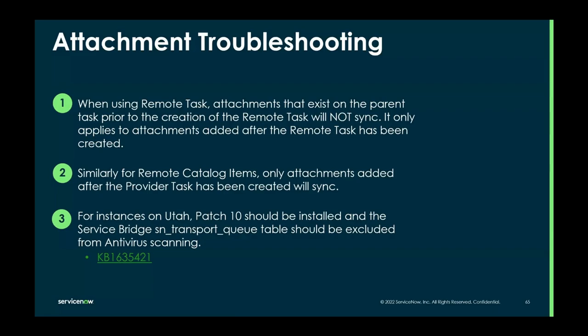Additionally, for Utah, patch 10 will need to be installed. And also there are some exclusions that need to be made on the antivirus scanning. There's a KB article that is specific for the steps that need to take place in Service Bridge, beyond just the general challenge, which is from a platform level with the antivirus scanning and attachments with RPS. That goes into what those steps are. This is something that, from Vancouver, Washington onward, has already been resolved. But if it is on Utah, they need to do it on patch 10 and also refer to this KB article as well.